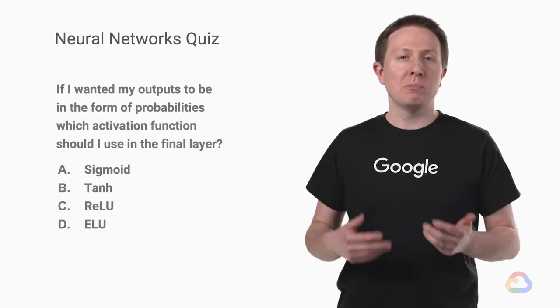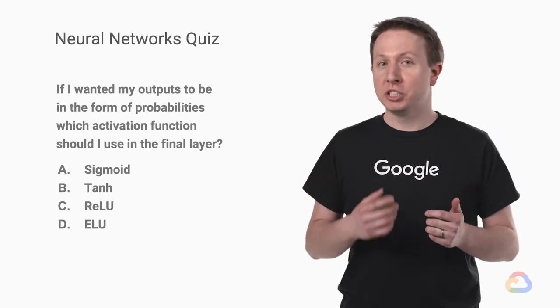If I wanted my outputs to be in the form of probabilities, which activation function should I choose in the final layer?